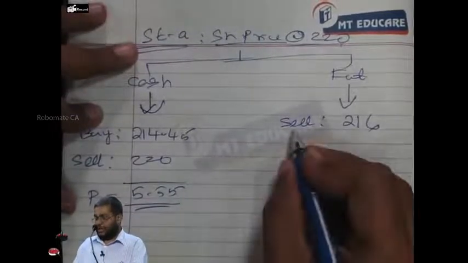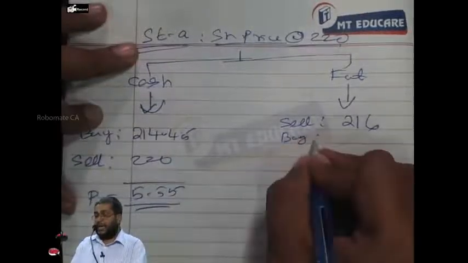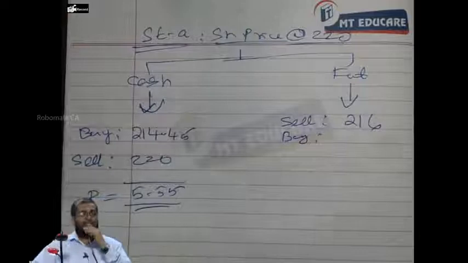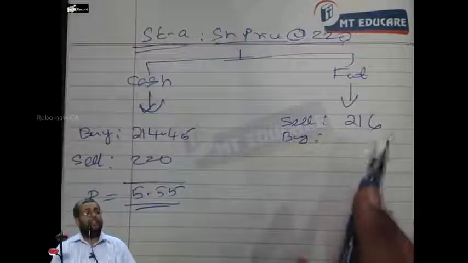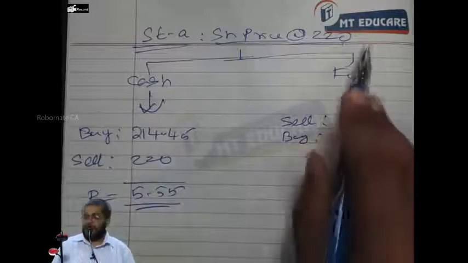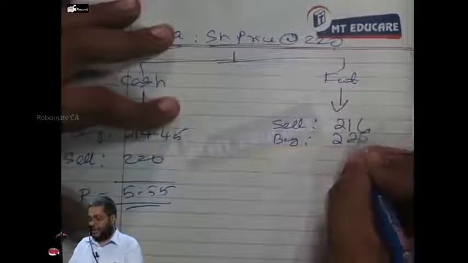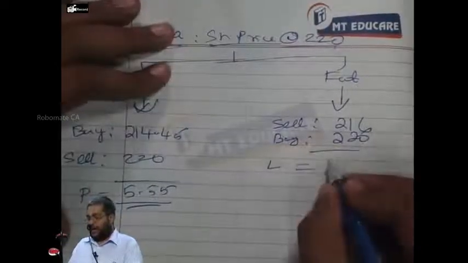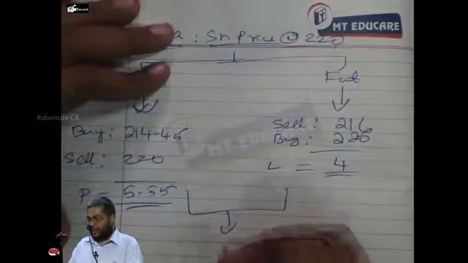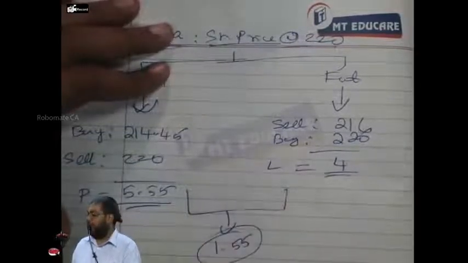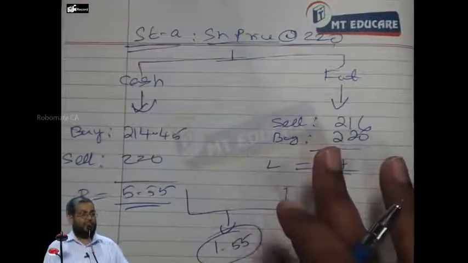In the futures market, the exchange closes my position by giving me a counter buy at the futures market price. On the maturity date, the futures market price is the same as the cash market price due to convergence. What is the buying price here? 220. Profit or loss? Loss. What is the loss here? 4. If I knock it off, the net profit is 1.55. Are you able to understand it or not? Now this is situation A.